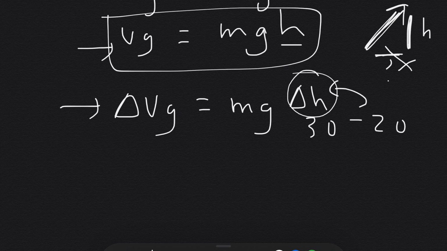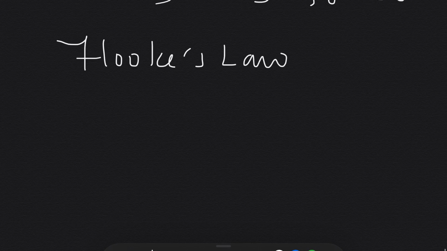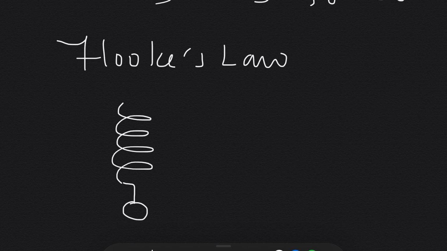All right? Moving on, let's talk about elastic potential energy. To talk about elastic potential energy, we have to talk about Hooke's law. So Hooke's law says that the applied force on a spring or on something that's stretchy, like a band or something, is directly proportional to the extension. And this is only within the elastic limit. So if you have a spring and you put a weight on it, the amount by which the spring extends is directly proportional to the force.